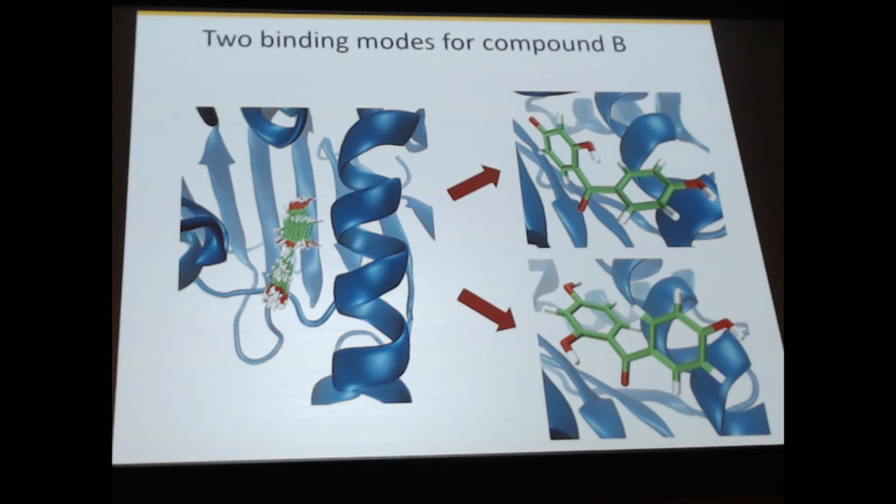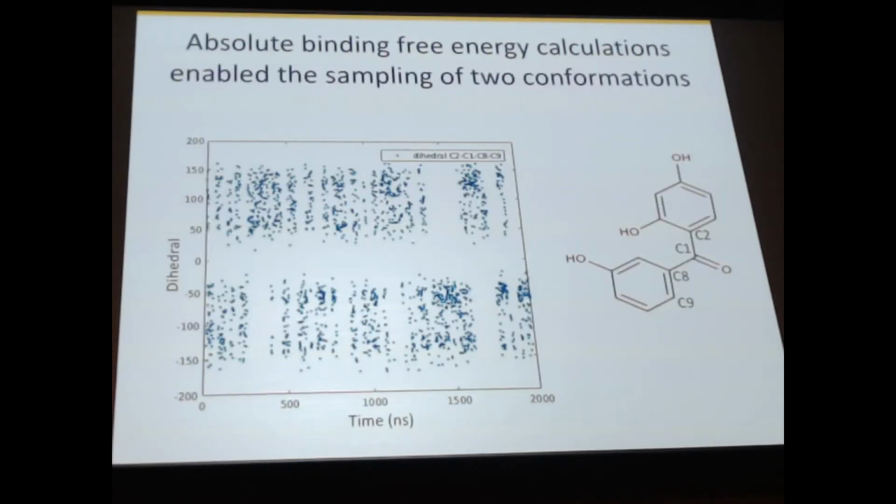After that, we checked which of the two conformations we are mostly sampling during our simulations. So if we plot the dihedral corresponding to this rotatable bond, we can see that during the simulation we are alternating between the two conformations. So we are taking into consideration two binding modes while performing our absolute binding free energies.